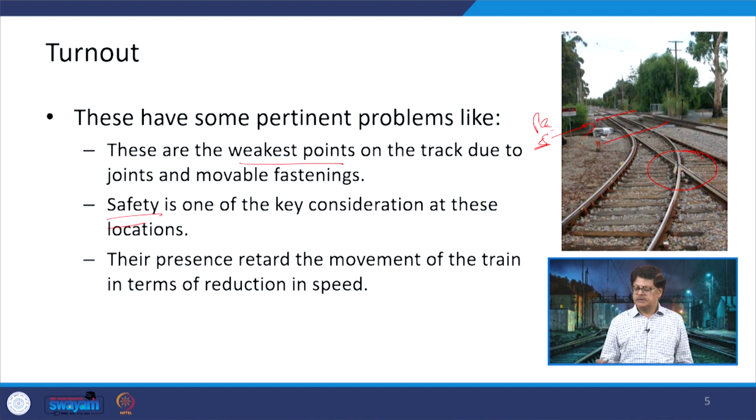And the third thing is that on the main track, the train may be moving at a maximum permissible speed, but when it has to take a turn based on this curvature, the speeds are going to be lesser. And if you remember, we did talk about the permissible speeds and the safe speeds in terms of the curves, in terms of the transition curves. There we found that the speed on the main track is higher, and as compared to that on the curve or on the transition curve, it is going to be lesser. So, it retards the movement of the train because there is a reduction in the speed.